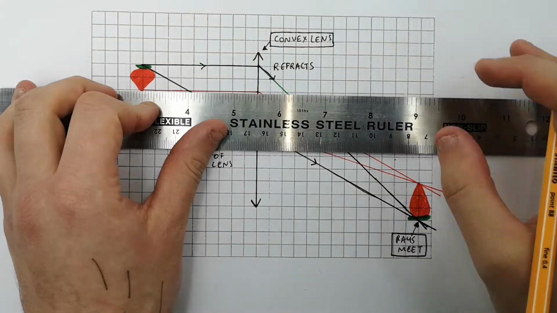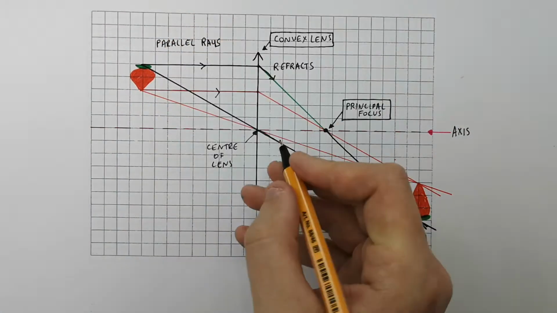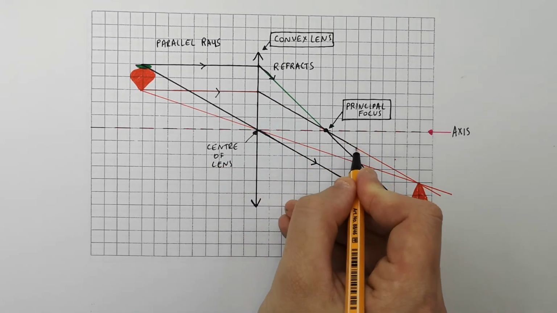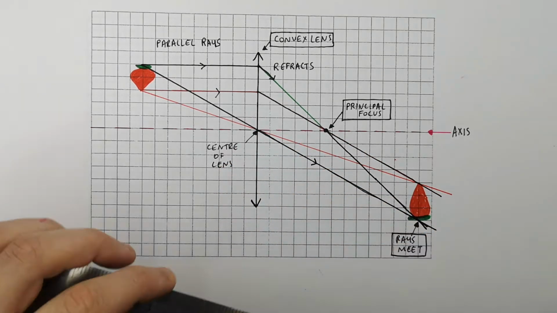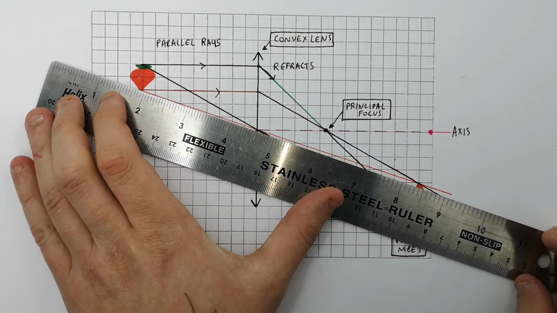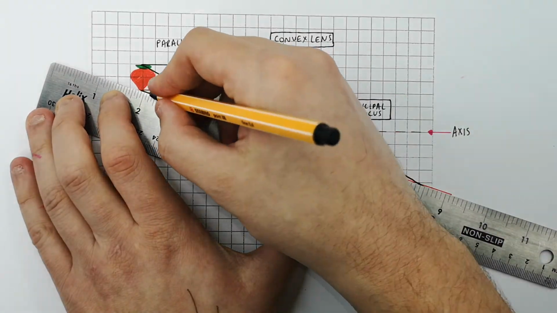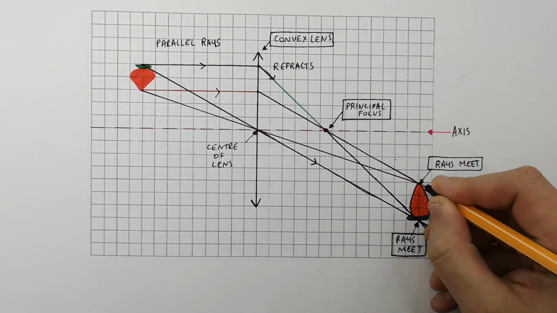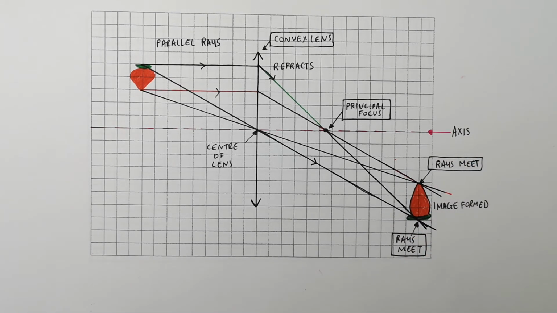So remember that incident rays that are parallel to the axis on the near side are going to refract through the convex lens and then pass through the far side principal focus. And this ray is going to travel straight through the center of the lens and converge with the other ray, and they're going to meet here. And this is where the real image, which is inverted and projected onto a screen, is produced.